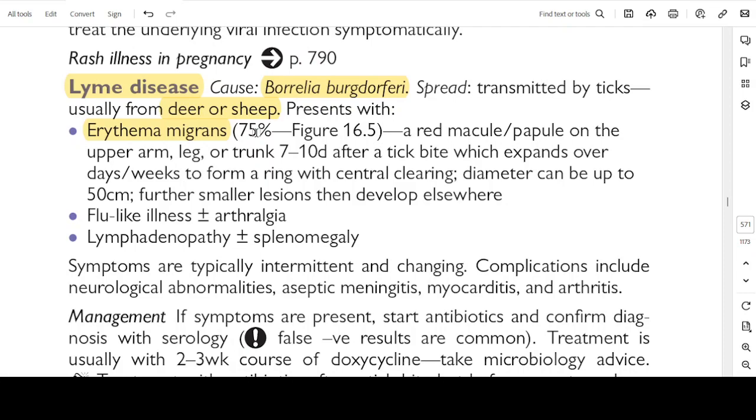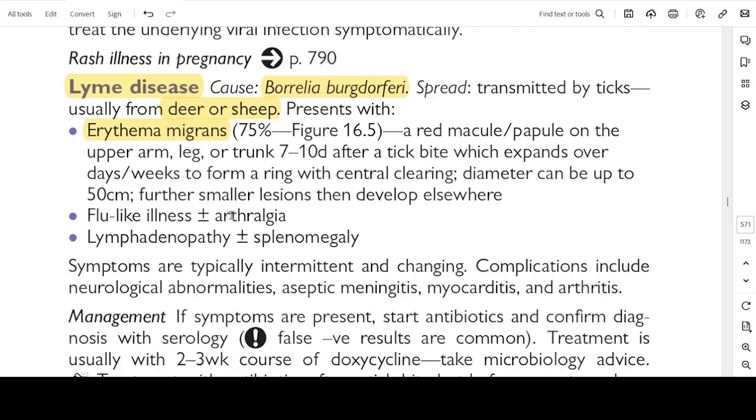A red macule or papule appears over the upper arm, leg, or trunk 7 to 10 days after a tick bite, which expands over days and weeks to form a ring with central clearing. Diameter can be up to 50 centimeters. Further small lesions then develop elsewhere.